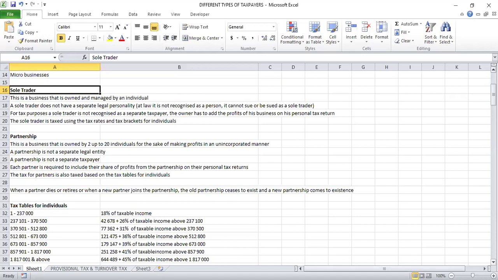So you find that if you're a partner, you declare your profits on your personal return, and then you'll be taxed as an individual. So if Charles and Tom are in a partnership, Charles will just declare on his personal return his own tax and pay his tax as an individual. Tom will declare his share of the profits on his personal return and pay his tax as an individual.